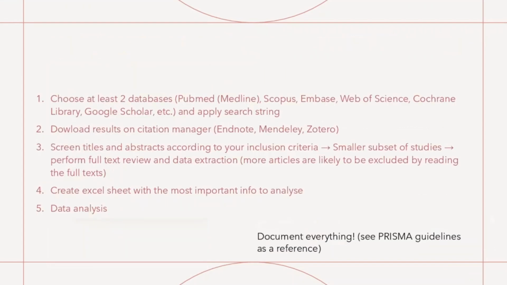So now that you have a search string in place, you should apply it to at least 2 databases. It is important to keep in mind that when performing a systematic review, at least 2 databases should be used and no more than 5 should be screened. Some examples of medical databases are PubMed, which gives you access to Medline, Scopus, Embase, Web of Science, Cochrane Library, and Google Scholar.